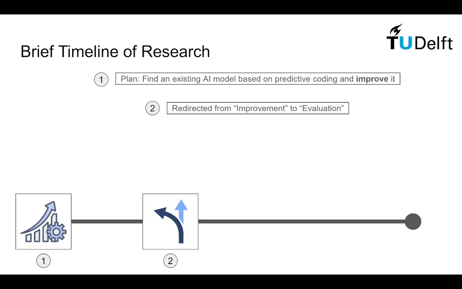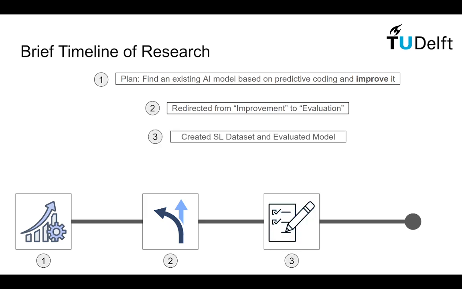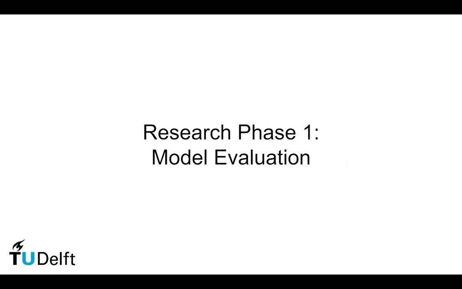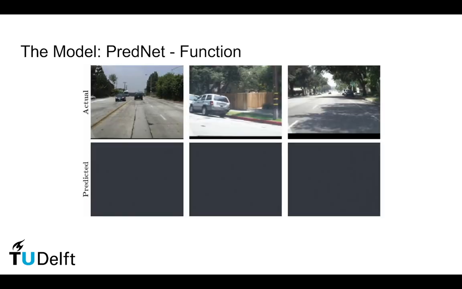In order to do so, I ended up needing to create a structure learning data set, and then I evaluated the model on that data set and was able to show that the model did in fact have the ability to perform structure learning. I then investigated how the model was able to do that and then attempted to improve the model against those capabilities. We will now look at the model evaluation phase of my research.